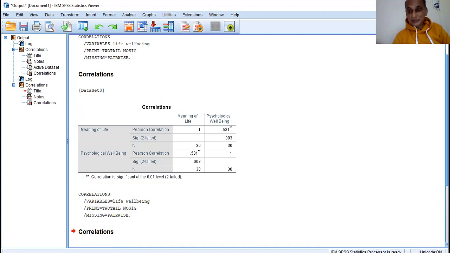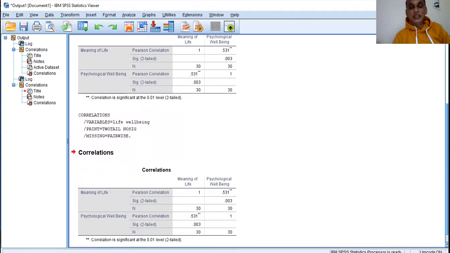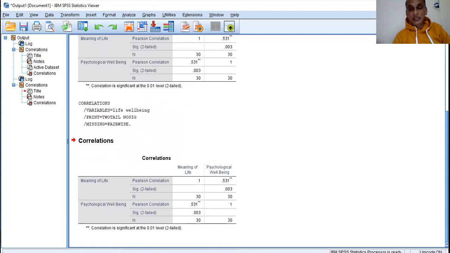So that's the answer. And this is suggesting that we have a very high degree of relationship, and that too a very positive relationship between the two variables. The meaning of life has a positive influence on psychological well-being and vice versa. So that is what we are getting from this particular correlation that we have conducted.